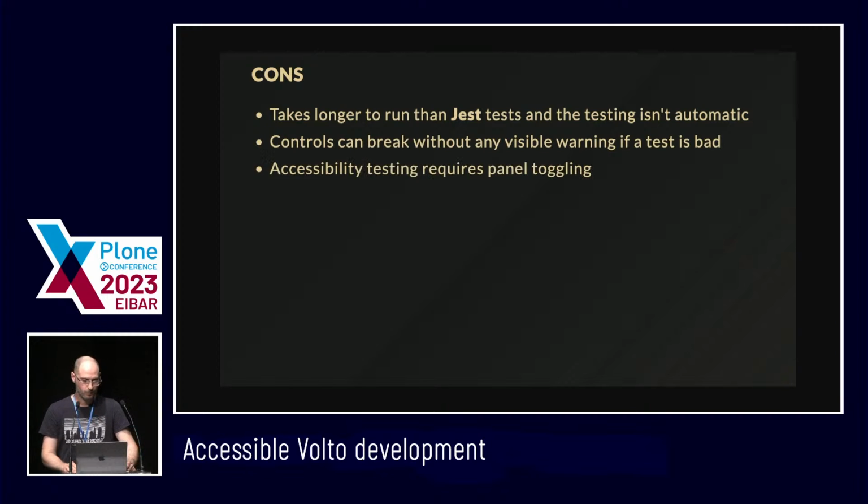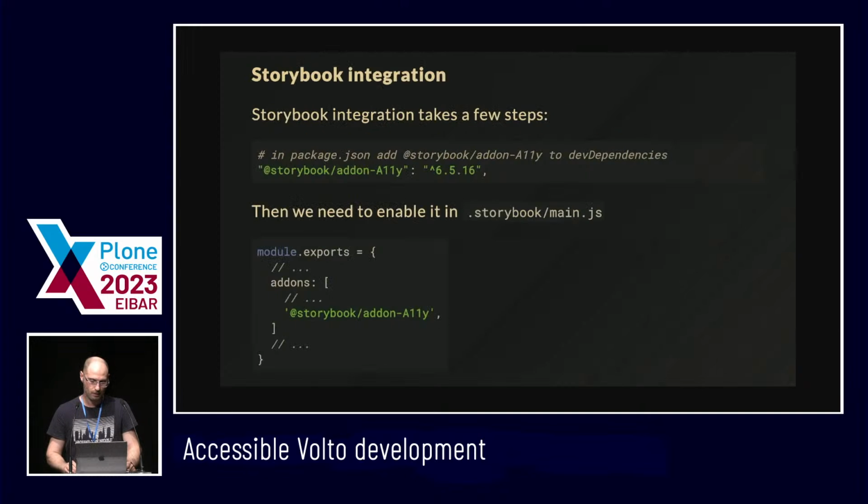And Storybook also has the ability, as I said, to run accessibility testing. But what I don't like about the testing there is that it requires some panel toggling, and you'll see what I mean immediately when I demo.